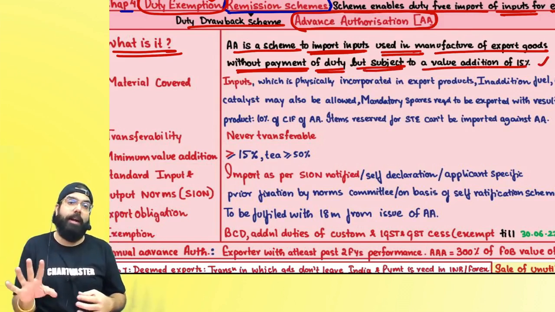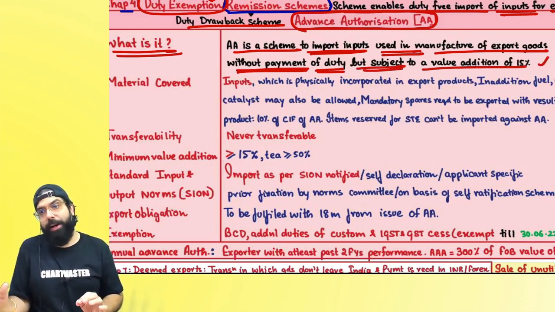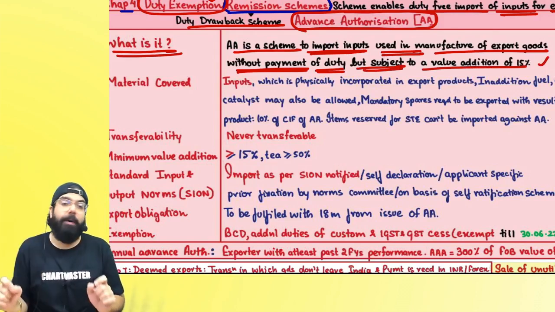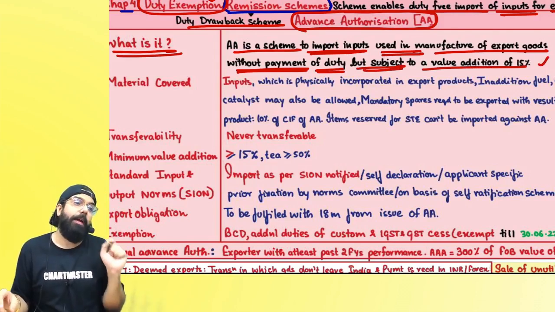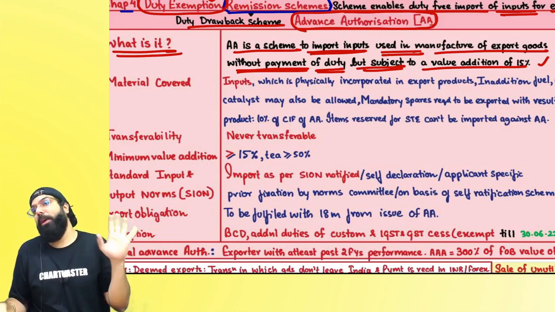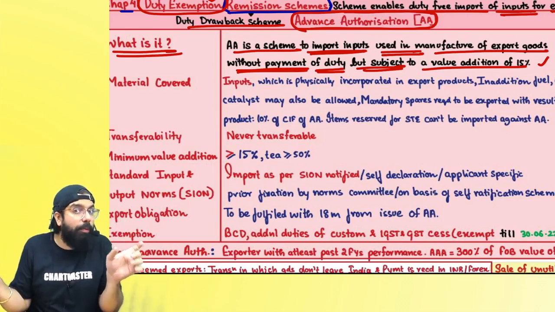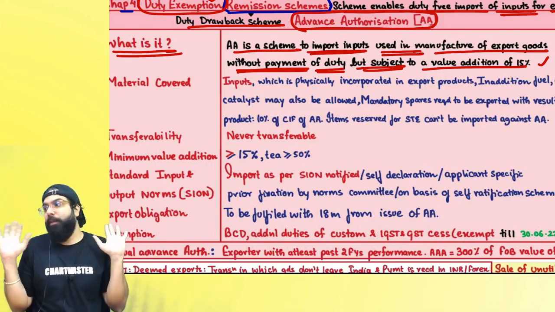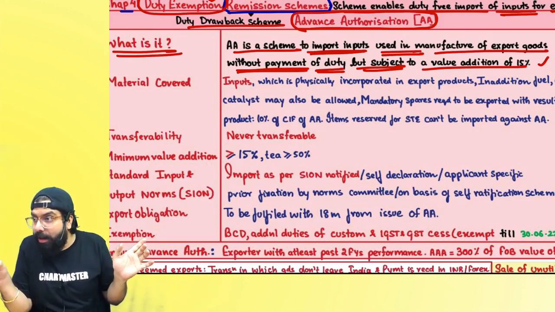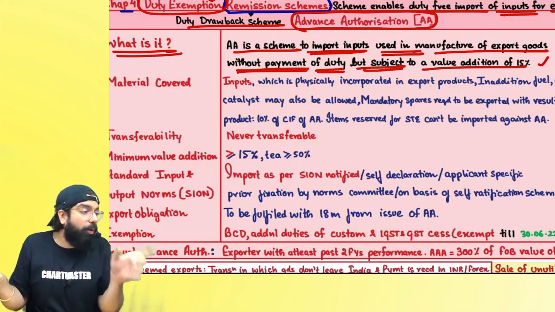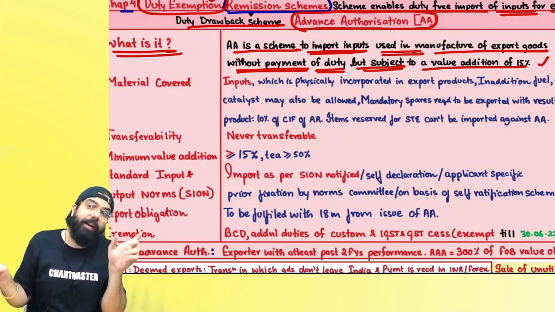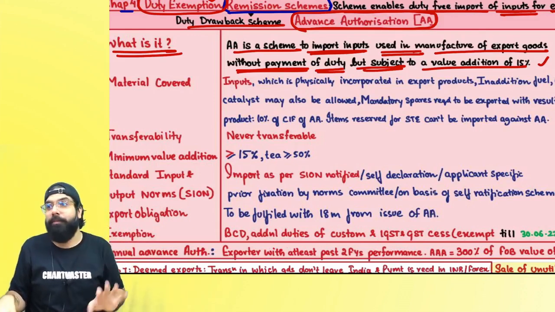They are telling you can get inputs, you don't have to pay any duty, inputs only, okay everyone, but sir, you have to go ahead and make a minimum value addition of how much? 15%. Your CIF which was there was 100, your FOB which is there should be at least 115. CIF of the imported raw material was $100. You have to get at least FOB of how much? 115, so that you earn that much.